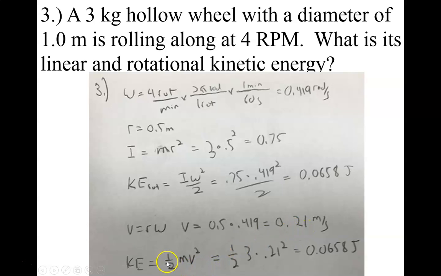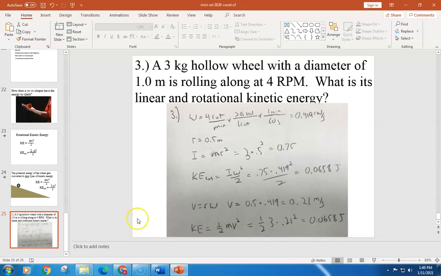Then kinetic energy equals 1/2 m, which was just 3, times the linear speed 0.21 squared, and we get 0.0658. So these are identical in this case. Had the wheel been a different shape, then these would not have been the same. But based on this shape, they are the same. And that is it for rotation for AP Physics 1, and we're moving on to other stuff.